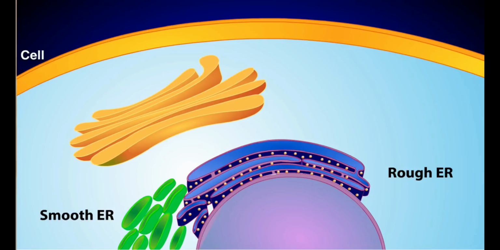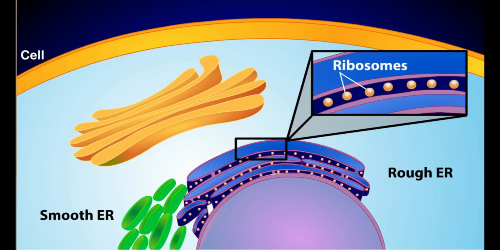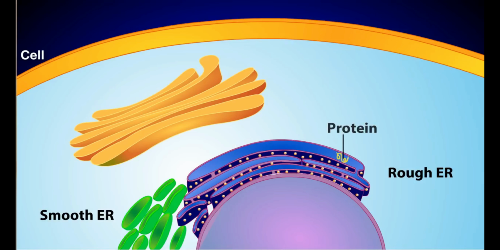There are two types of endoplasmic reticulum, rough and smooth. The rough endoplasmic reticulum, or rough ER, is studded with ribosomes. These ribosomes are what give the rough ER its rough appearance. Ribosomes are responsible for producing proteins, which are packaged in transport vesicles and carried to the Golgi apparatus.